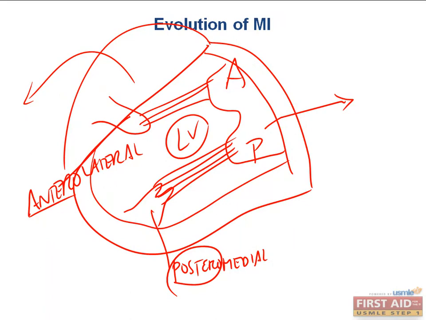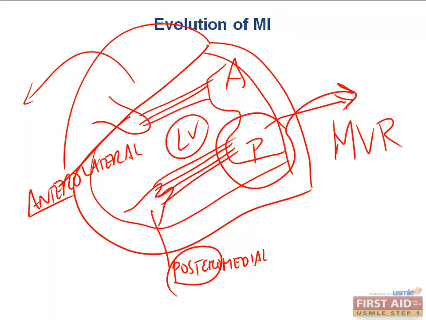The mitral valve leaflet will have nothing holding it back. It can just flail all the way back up into the left atrium during systole. You can have an acute, the key word there is acute, onset of mitral valve regurgitation because you blew out your posteromedial papillary muscle from occlusion of the posterior descending artery.